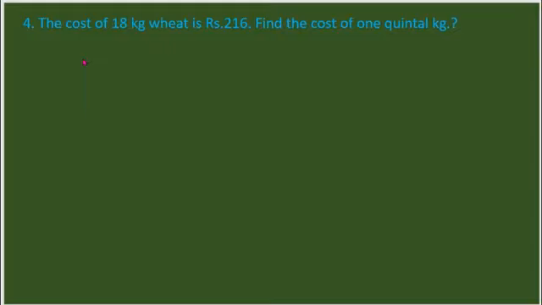Now let us see the fourth question, children. The cost of 18 kg wheat is rupees 216. Find the cost of 1 quintal. What is the meaning of 1 quintal? 1 quintal stands for 100 kg. So here it is given the cost of 18 kg. It is asked to find the cost of 100 kgs. So let us write the solution, children.